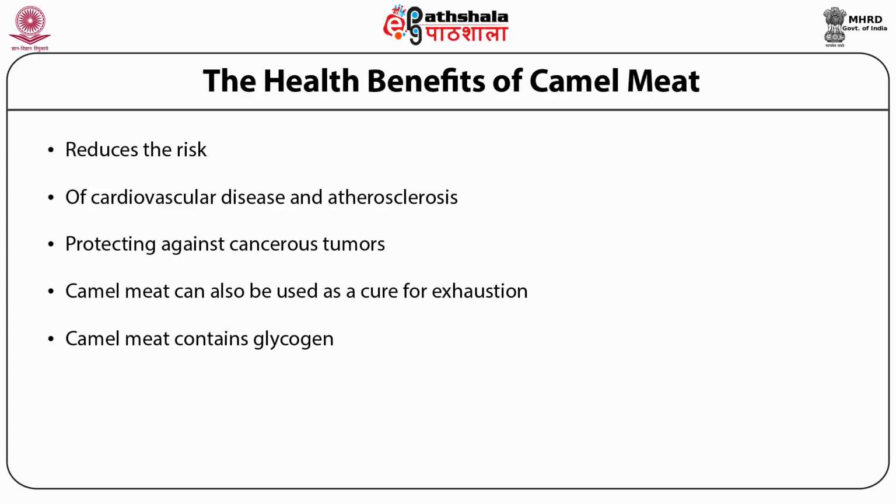Another quality which makes it good for the elderly is its richness in glycogen, which is converted into glucose and is needed by the nervous system to provide cell energy and thus support the work of nerve cells. Camel meat prevents obesity and heart diseases.